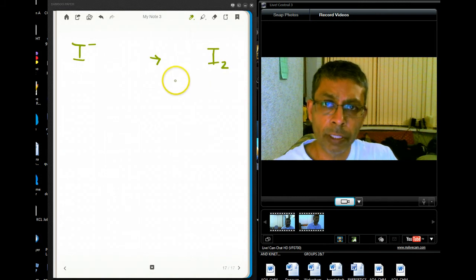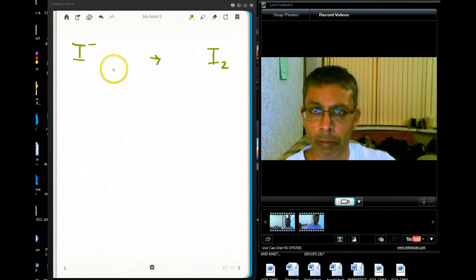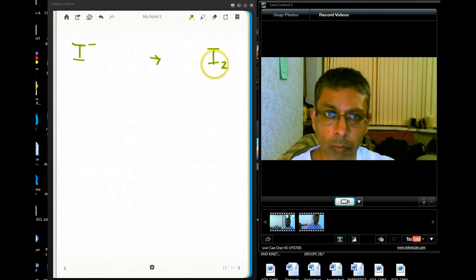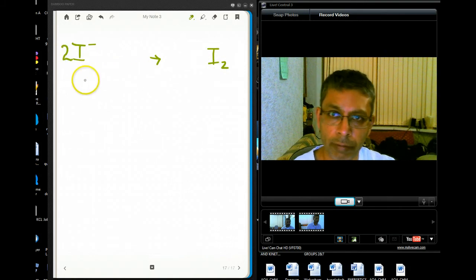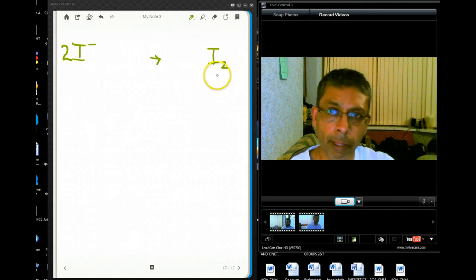Right, first thing you do is you balance the elements, right? So one I, two I's. So we need to have another I on the left. Okay, so two iodides and we got an iodine. Elements are now balanced. We didn't need any water or hydrogen ions.